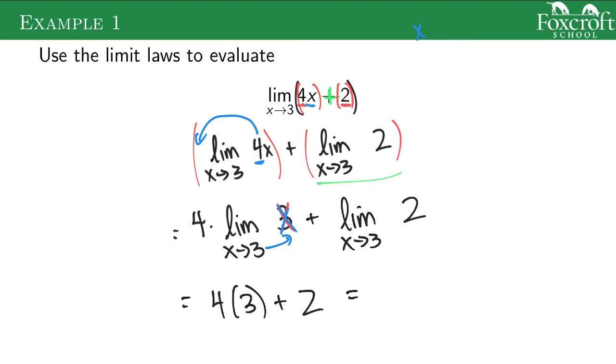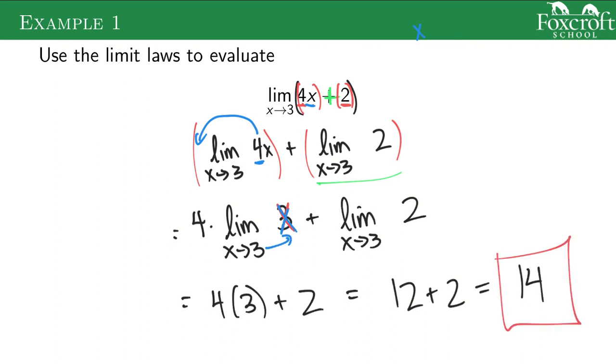And now we can simplify. 4 times 3 is 12, plus 2 is 14. All right, so our final answer is 14. So the limit as x approaches 3 of 4x plus 2 is 14. So that function should be 14 when x is 3.